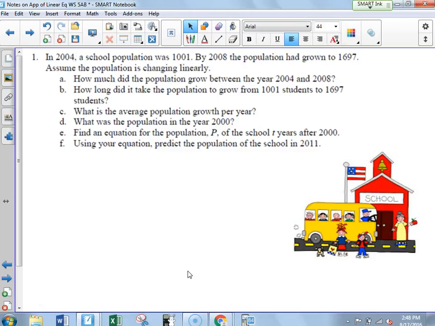Okay. It says in 2004, a school population was 1,001 students. By 2008, it had grown to 1,697. Assume the population is changing linearly. I can't say the word. Okay.